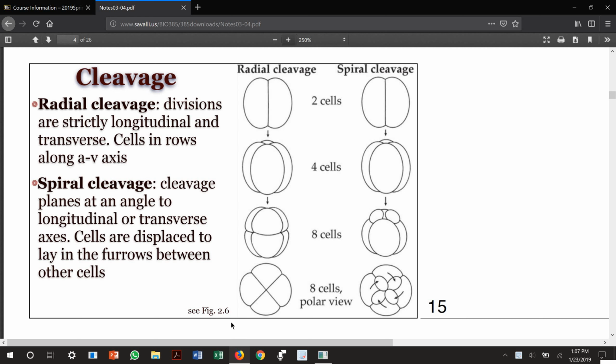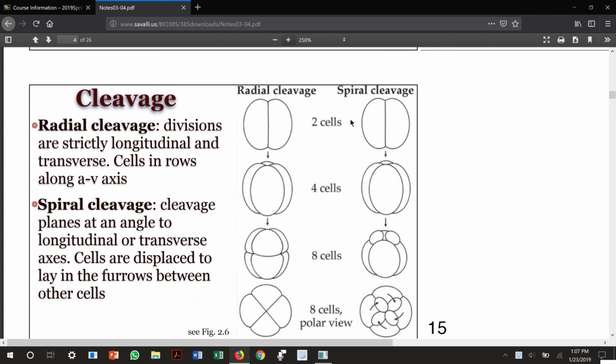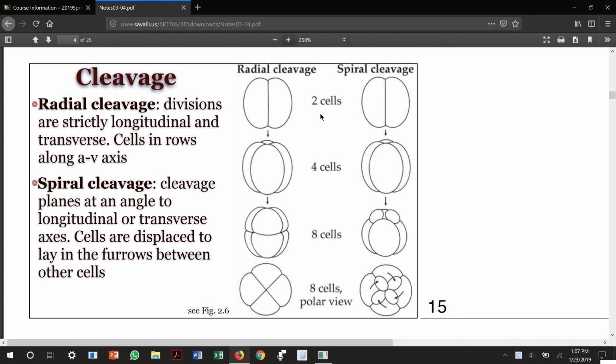And then in the next 2 cell divisions, they are again vertical, and in the cell division after that, you will again have a spiral cleavage, but it will be counterclockwise as opposed to clockwise. So it will be in the opposite direction. They alternate clockwise and counterclockwise as they divide.